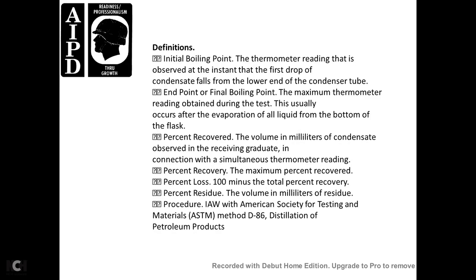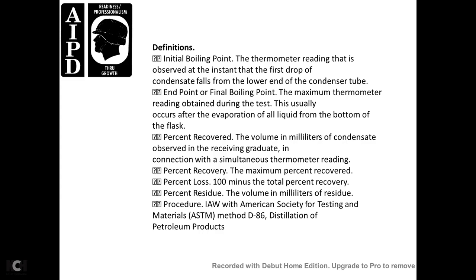Definitions. Initial boiling point: the thermometer reading observed at the instant the first drop of condensate falls from the lower end of the condenser tube. End point or final boiling point: the maximum thermometer reading obtained during the test, usually occurring with the evaporation of all the liquid from the bottom of the flask.